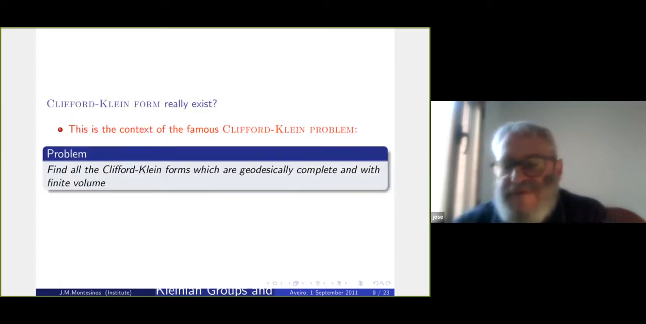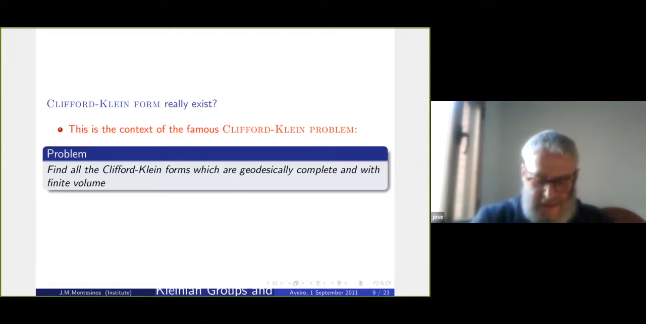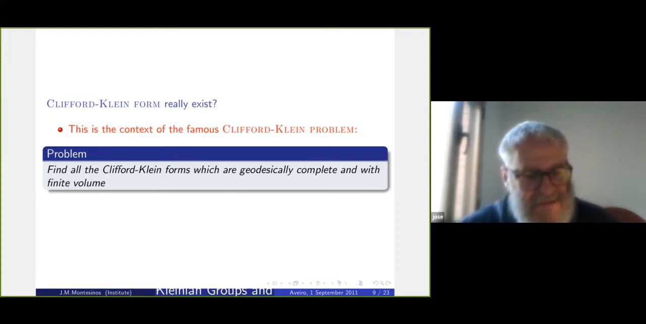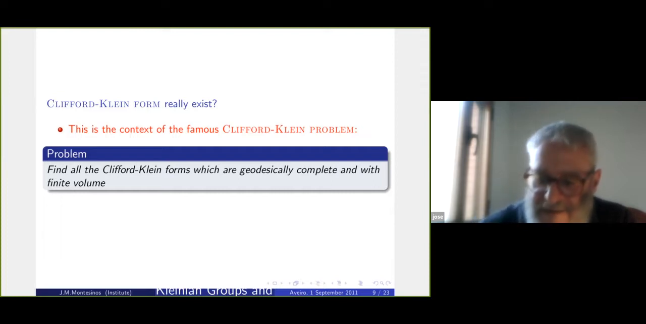Do Clifford-Klein forms really exist? This is the context of the famous Clifford-Klein problem. The problem is, find all the Clifford-Klein forms which are geodesically complete and with finite volume. There is a book in Italian, very old, about hyperbolic geometry, in which this problem is clearly stated and is attributed to Clifford and Klein.